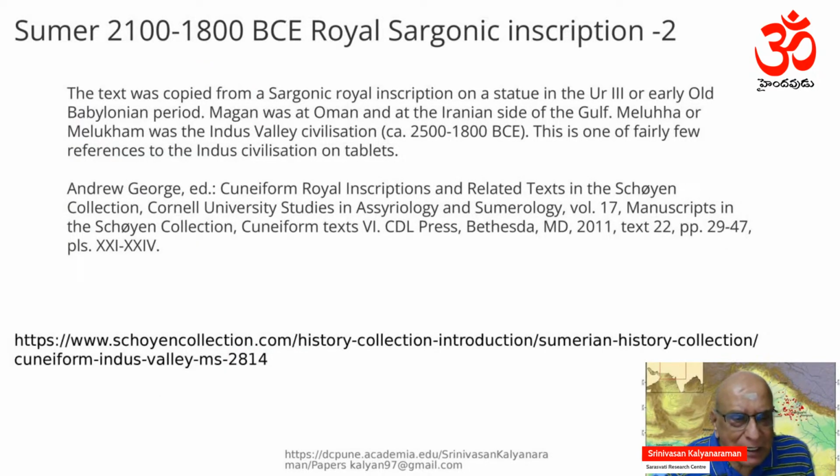Royal Sargonic inscription. The text was copied from a Sargon royal inscription on a statue in the Ur III, early Old Babylonian period. Magan was Oman, the Iranian side of the Gulf. Meluha or Melukkha was the Indus Valley civilization, or Sarasvati-Sindhu civilization. This is one of the fairly few references to the Sarasvati civilization on tablets. This is from the Schøyen collection. Next, please.